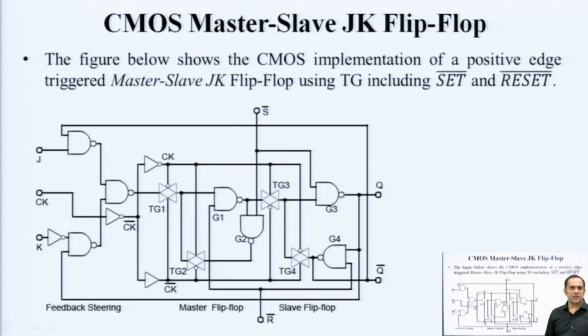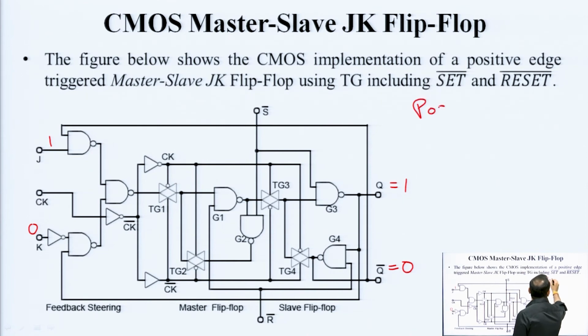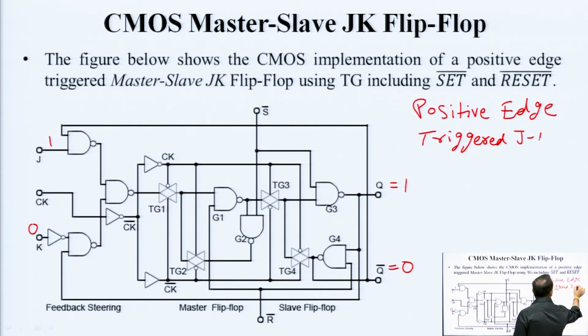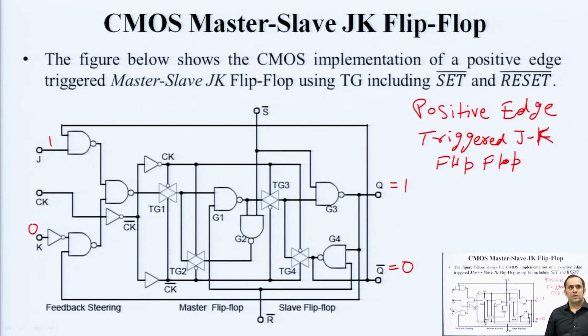So, this way you can do set and reset operations. Now, let us see how this circuit works. Suppose initially Q is 1, Q bar is 0, J is 1 and K is 0. This circuit is a commercial positive edge triggered JK flip flop. Suppose initially Q is 1 and Q bar is 0. Suppose J is 1 and K is 0.